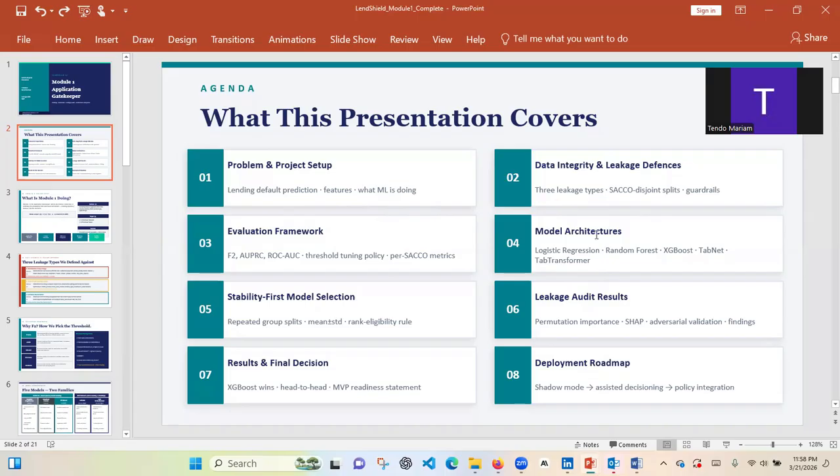I have the model architectures here, the logistic regression. Since it's a numerical project, it's always best to first use the logistic regression to get the accuracies and then continue with the rest of the models. So I had the logistic regression, random forest, the XGBoost. This is where I ended last time. So I've added the TabNet and the TabTransformer.